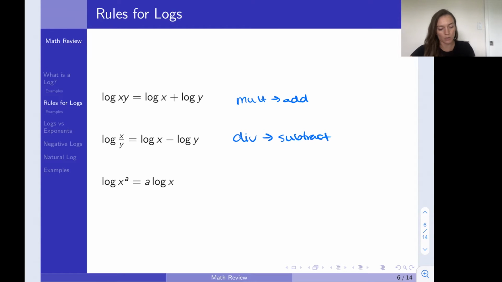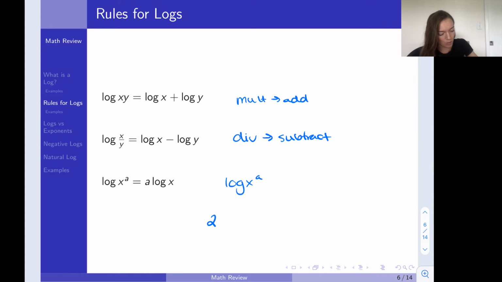Okay, and then our last rule is that if we have an exponent in our log, we can just bring that out in front here and have a log x. So one thing to be careful of here is that when we write log of x to the a, the exponent is on the x, not the whole log of x. So we're not writing log of x and then raising that whole thing to the power of a. We're just exponentiating the x there.